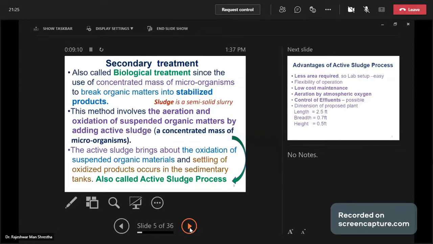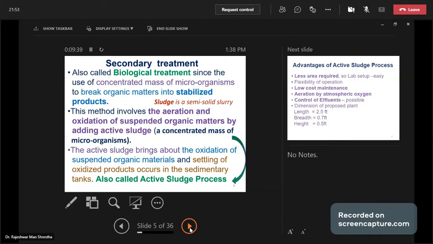Next is secondary treatment, and it's also called biological treatment. Why? Because in this process, a large mass of microorganisms is used to break down organic matter. From this process, organic matter can be removed, not all. By using a large mass of microorganisms, we remove organic matter.